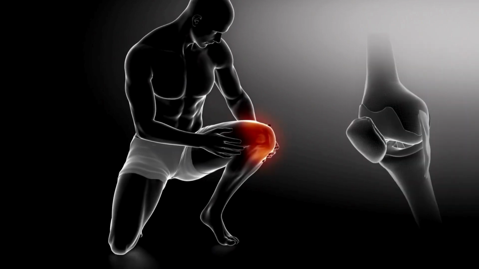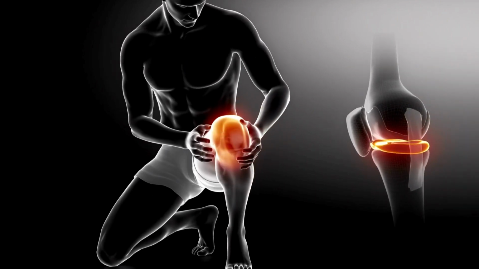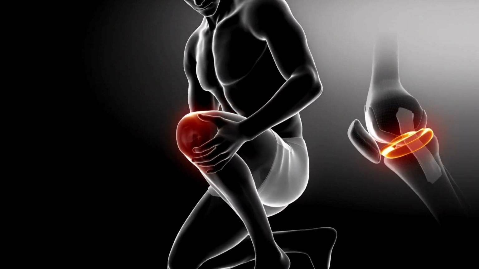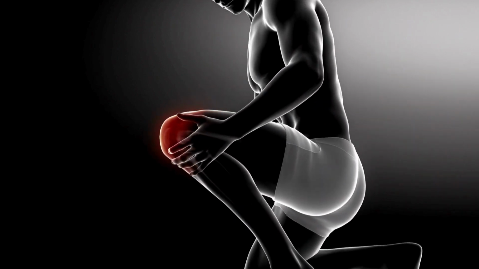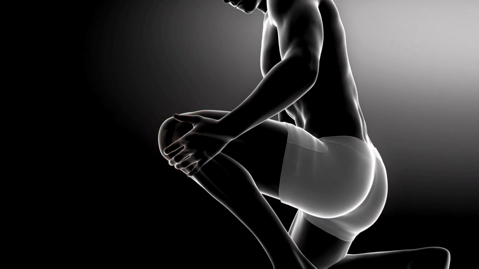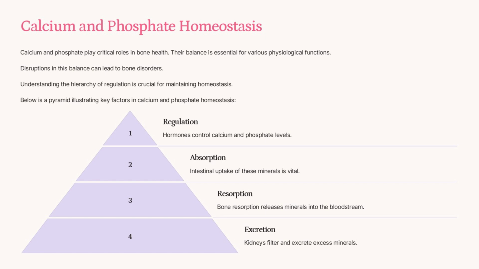Calcium and phosphate are essential minerals for bone health and overall physiological function. Disruptions in the balance of these minerals can lead to bone disorders, so understanding their regulation is crucial. This pyramid illustrates the key factors involved in maintaining calcium and phosphate homeostasis. At the top is regulation. Hormones like parathyroid hormone and vitamin D control the levels of these minerals.